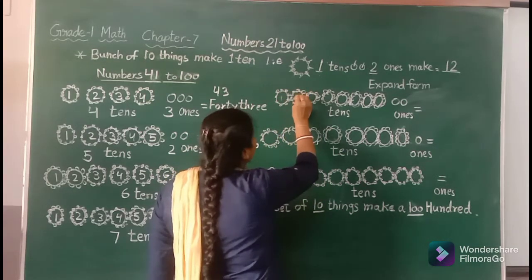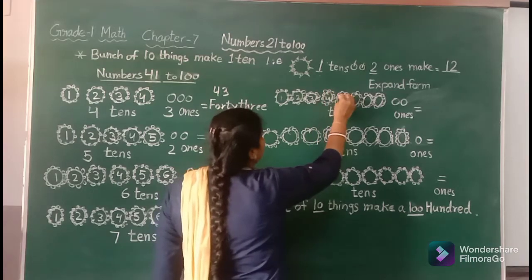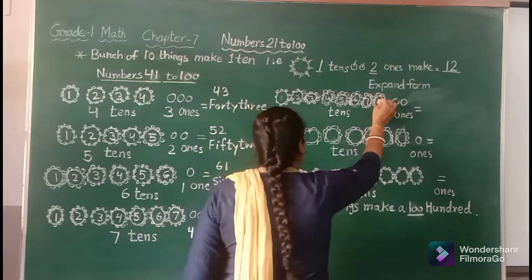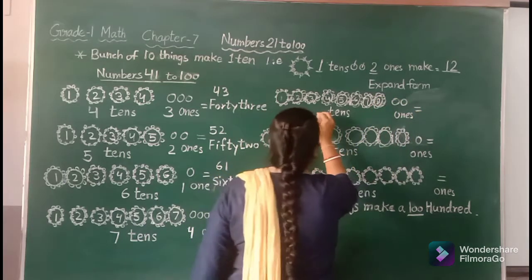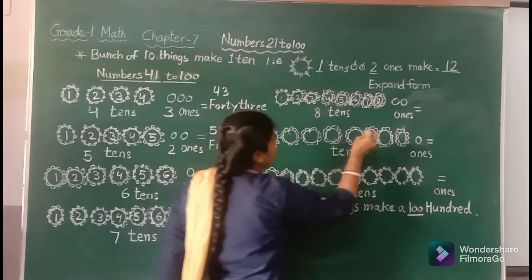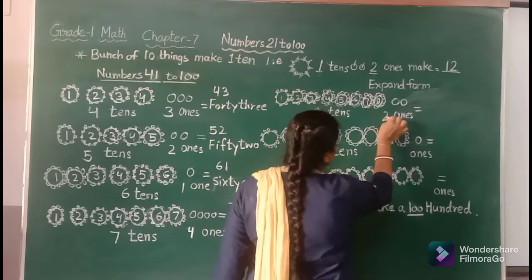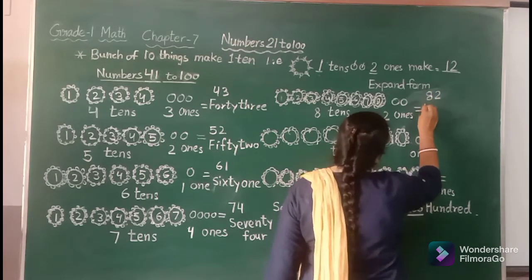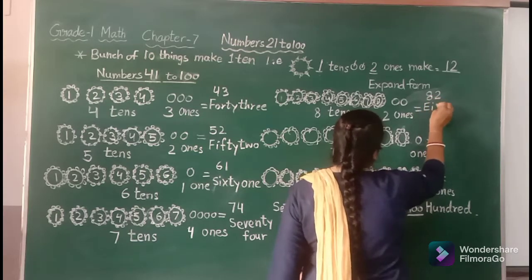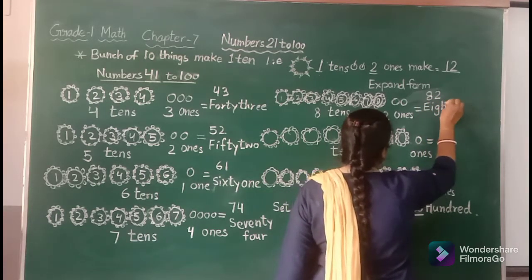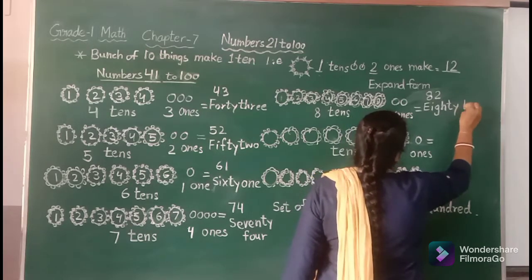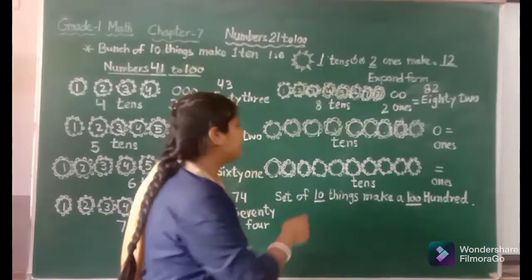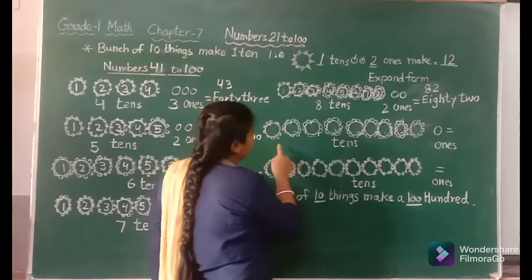Next, we have to count here how many tens are there. 1 ten, 2 tens, 3 tens, 4 tens, 5 tens, 6 tens, 7 tens and 8 tens. So, write here 8 and how many ones? 1, 2. 2 ones. So, make up 82. What is the spelling of 82? E-I-G-H-T-Y, 80, T-W-O, 2.